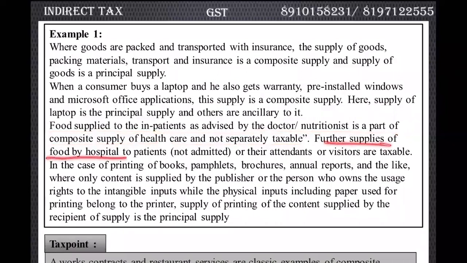Further, supplies of food by a hospital to patients not admitted, or to their attendants or visitors, are taxable.